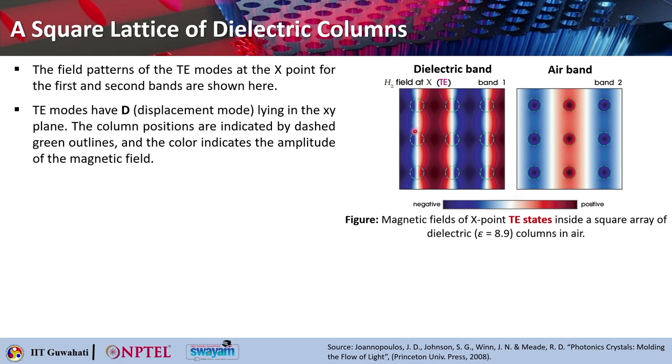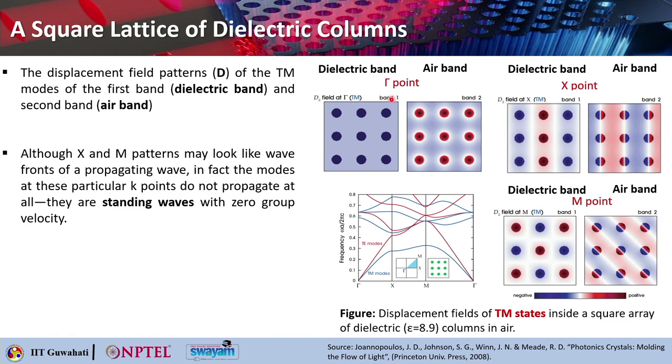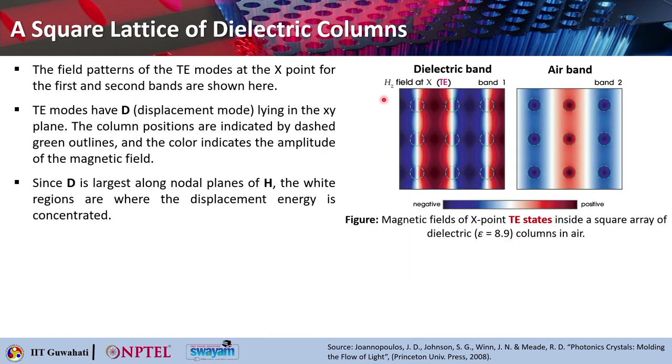So we are not plotting Dz here, we are plotting Hz, okay, the z component of the magnetic field. That's the difference from the TM mode, where we plotted Dz, whereas here we are plotting Hz. So these T modes have this D which is lying in the XY plane, right. So this D is called the displacement mode, fine.